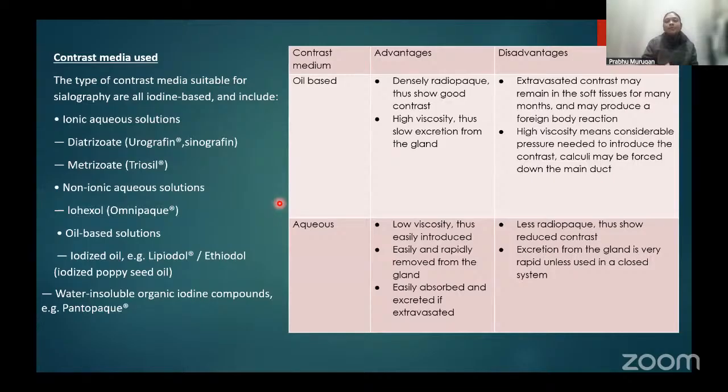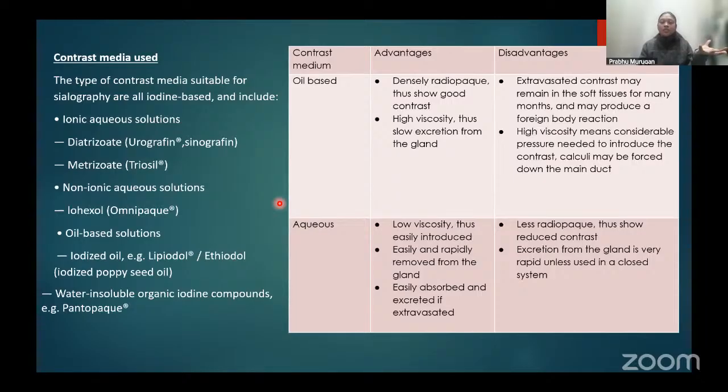So this particular dye that we are injecting is of two bases. It is either oil based or water based. So each one has its own advantages and disadvantages. So if it is an oil based medium, what is the advantage? You see that it is going to be slightly dense, right?